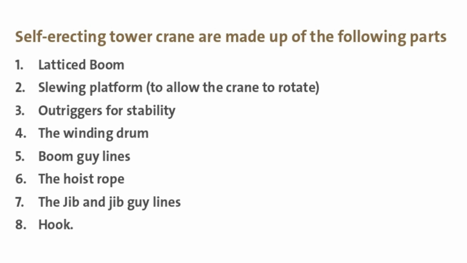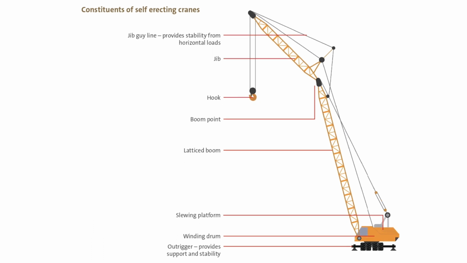Self-erecting tower crane are made up of the following parts: latticed boom, slewing platform, to allow the crane to rotate. Outriggers for stability. The winding drum. Boom guy lines. The hoist rope. The jib and jib guy lines. Hook. Constituents of self-erecting cranes. Jib guy line provides stability from horizontal loads. Jib. Hook. Boom point, latticed boom, slewing platform, winding drum, outrigger, provides support and stability.